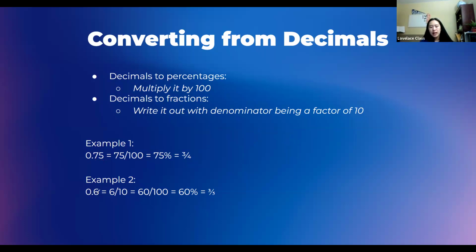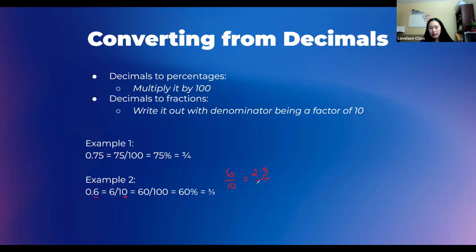Example 2 says, if we have the decimal 0.6, there's one place over here, and there's 1 zero in 10. So that's how we know. Then you can do 6 over 10. And then for 6 over 10, we know 6 is 2 times 3.